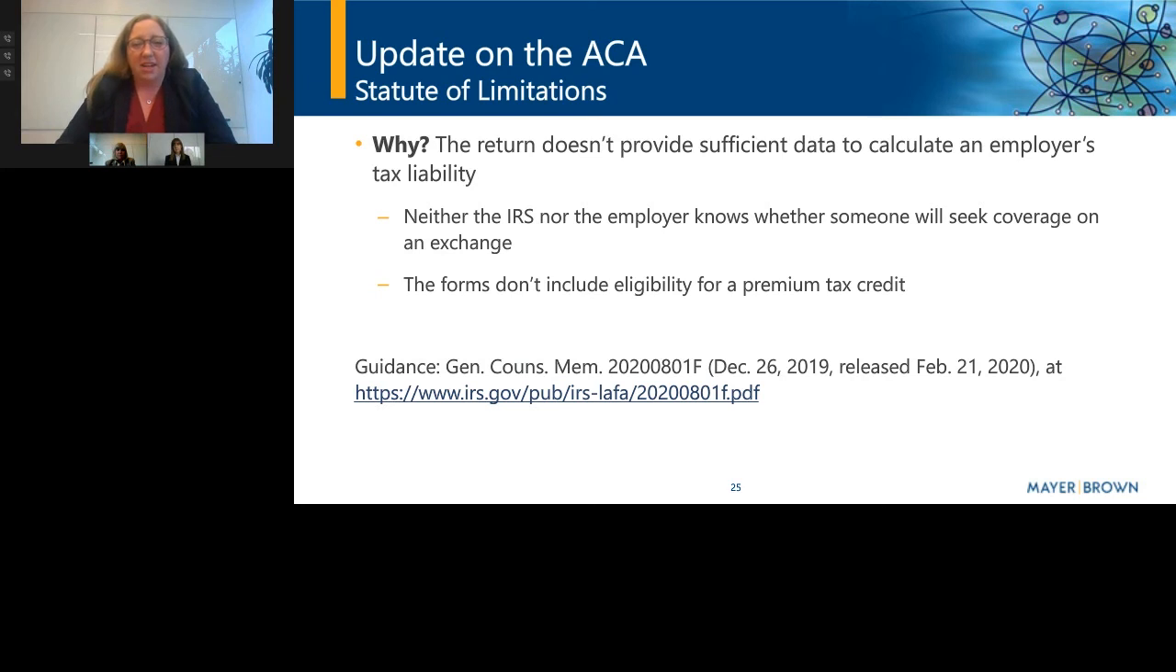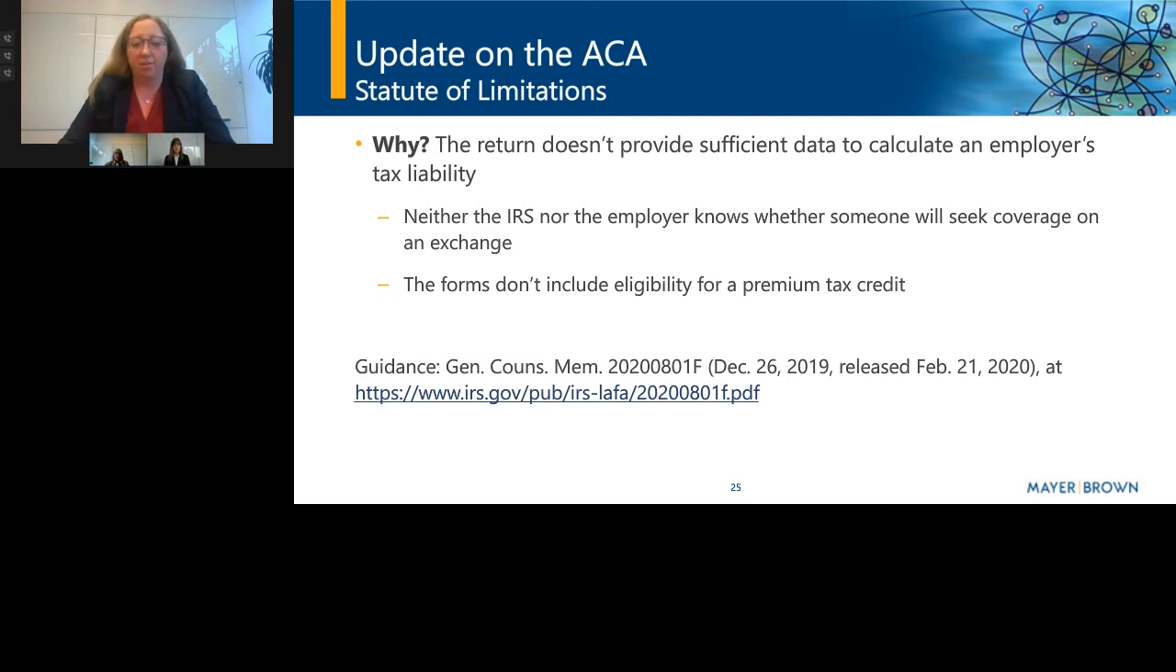The reason why is that case law has held that for a return to start the statute of limitations running, the return must provide sufficient information in order for the tax liability of the employer or the person filing the return to be calculated. And in this case, as any employer who's responsible for filing these forms will know, you can't actually calculate an employer's shared responsibility payment from the forms 1094C and 1095C.